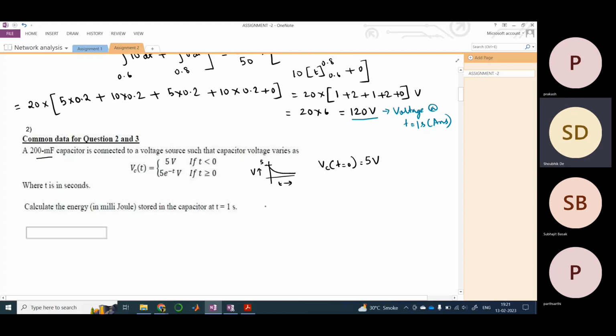For solving this, we need to find the energy in joules, right? So what is the formula for energy? It is nothing but half CV squared, right? As we know, for a capacitor it is half CV squared.